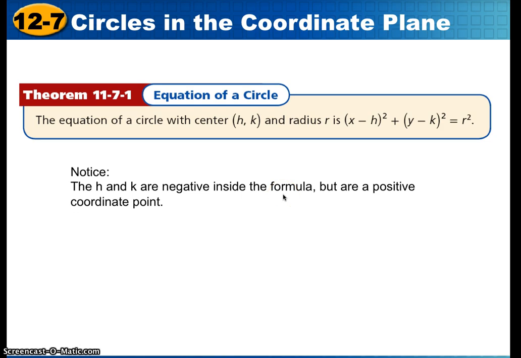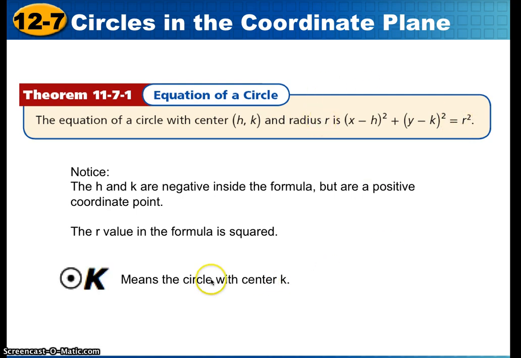Also notice that the R is squared inside the formula, and in order to get R by itself outside the formula, we'd have to take the square root to find R. And then as far as notation, this circle with a point inside of it is a symbol for circle. So this means circle K, the circle with center K.